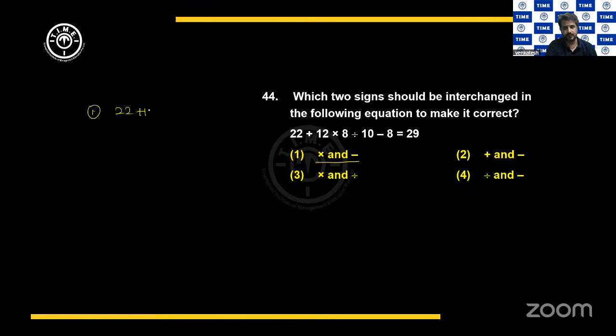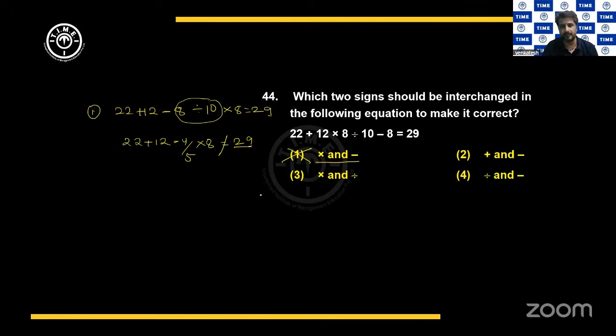22 plus 12 into will become minus 8 divided by 10 and minus will become into 8 is equal to 29. Let's check it. So first 8 divided by 10. So what you will get? 22 plus 12 minus 4 by 5 into 8 is equal to 29. If I do anything, I'll get it in decimals because 4 by 5 is 0.8. It will not be equal to 29. No, not the first option.